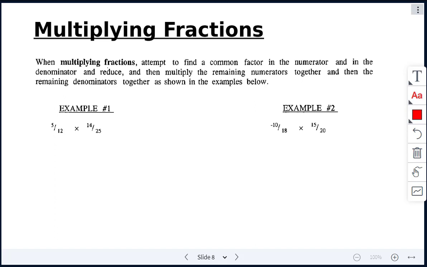All right, the first rule here when multiplying fractions, it says to attempt to find a common factor in the numerator and in the denominator and try to reduce. Therefore, you're not working with very large numbers. And then you can multiply the remaining numerators together and the remaining denominators together, and that'll make more sense when we do this example.